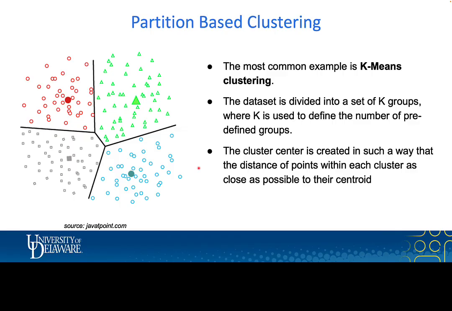Then it recalculates each centroid as the mean of all the points in the cluster and repeats this step until convergence. The objective is to minimize the within-cluster sum of squares. In other words, to make points within each cluster as close as possible to their centroid.